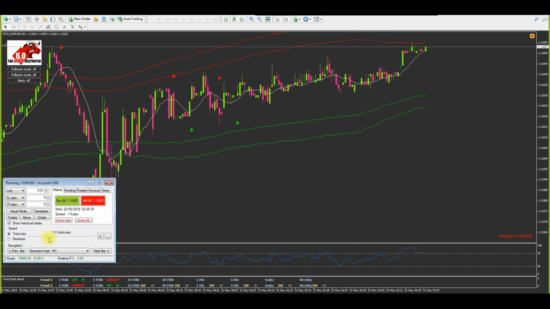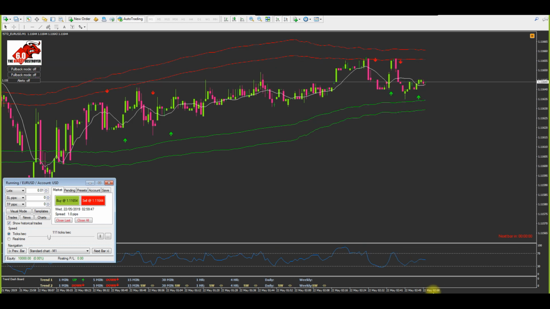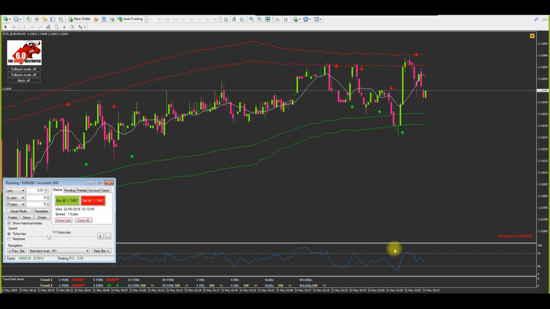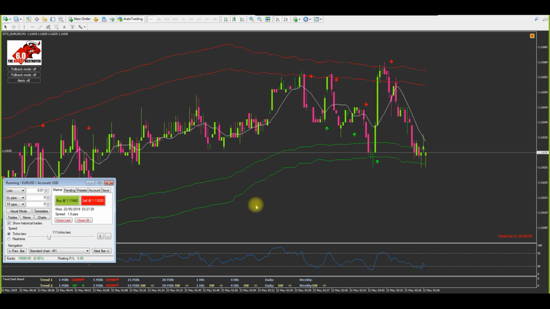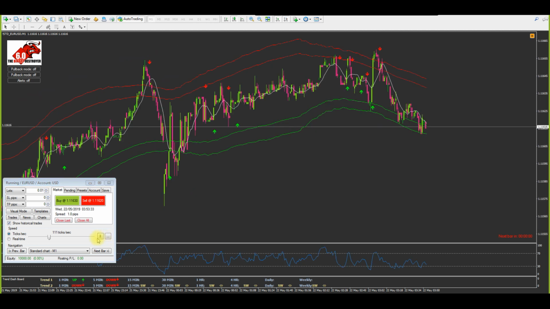So obviously just be mindful of the time. This is the Asian session. I wouldn't be awake at this time if I was trading this live. Okay, we're heading into a downtrend. You can see that.